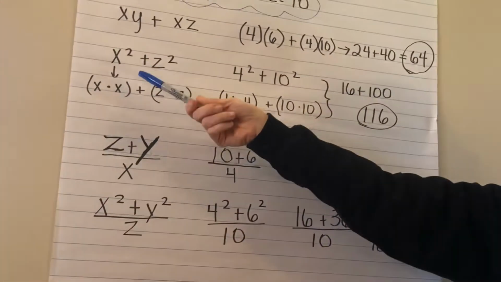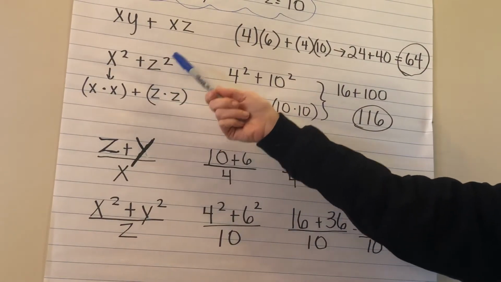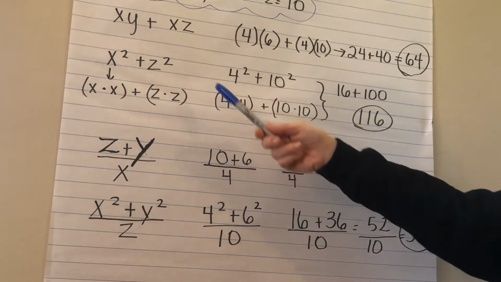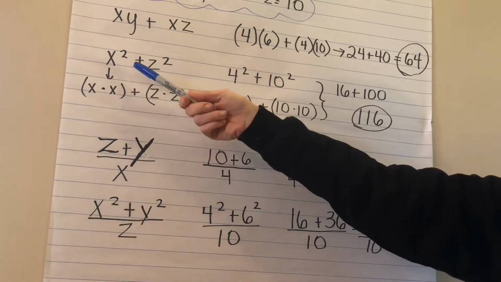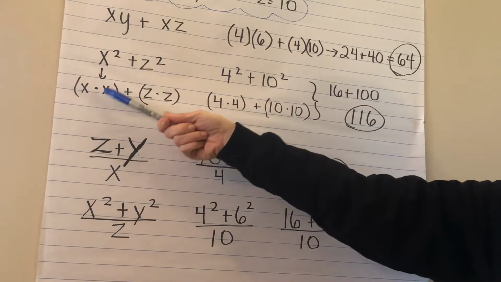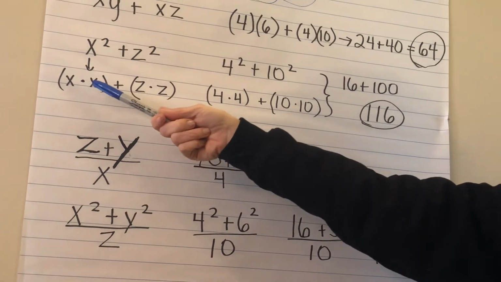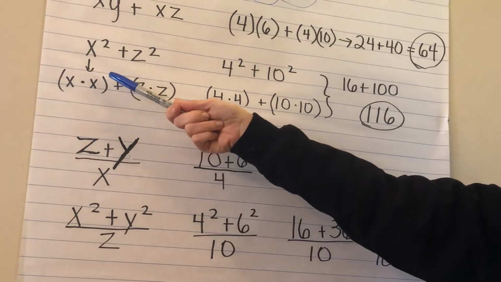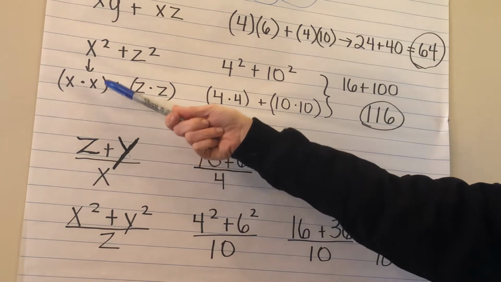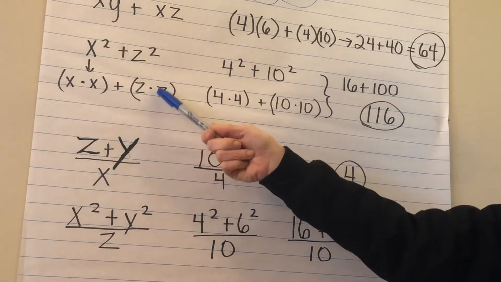Now we have something a little bit different. We have our variables, x and z, but we're squaring them. So just a little reminder that x squared actually means x times x. It does not mean 2 times x. It means x multiplied by itself 2 times. So we have x times x plus z times z.